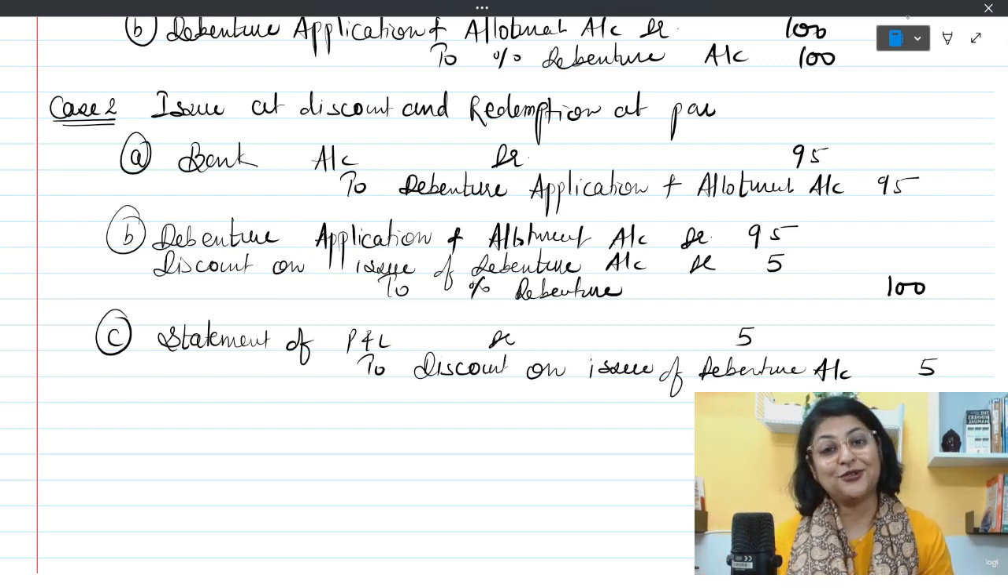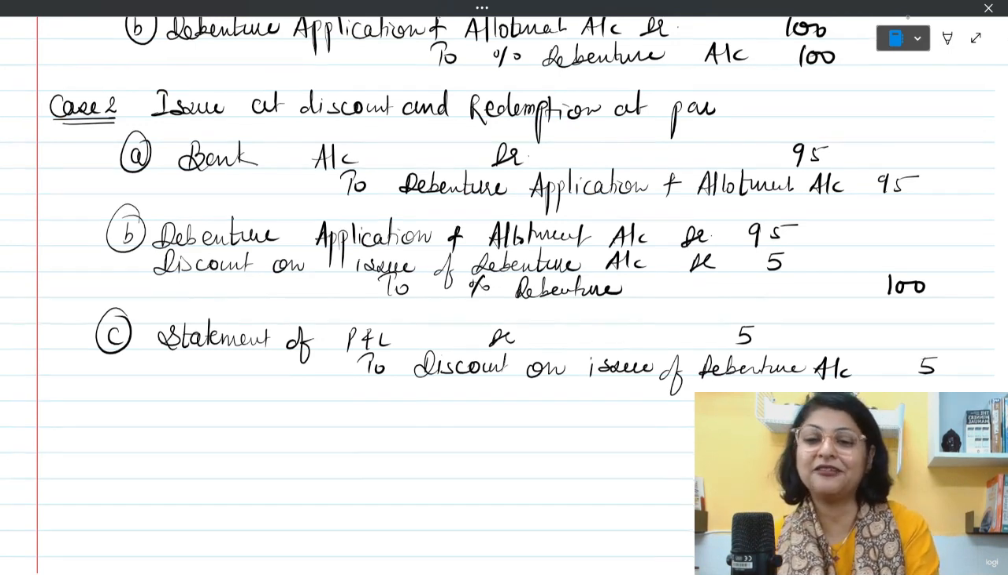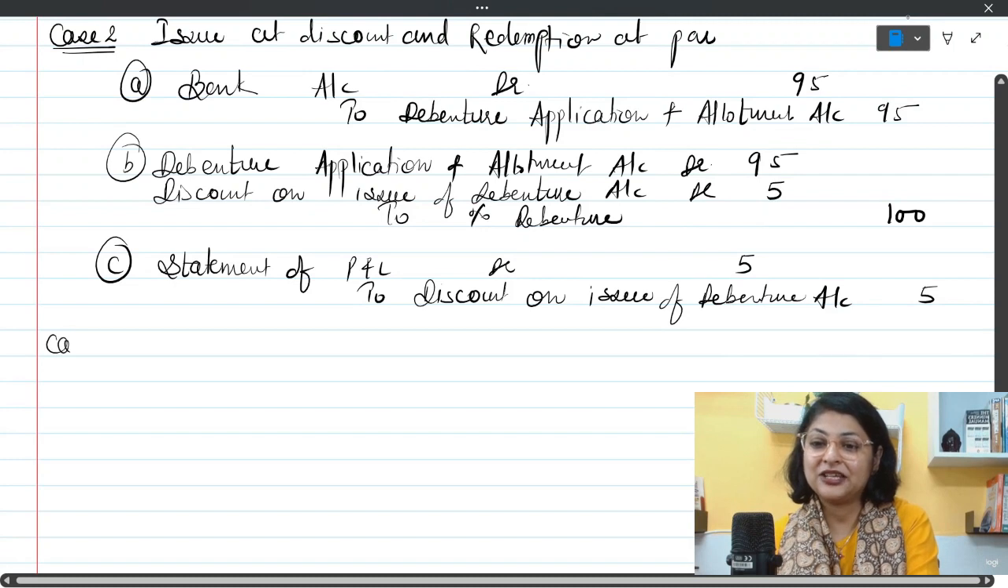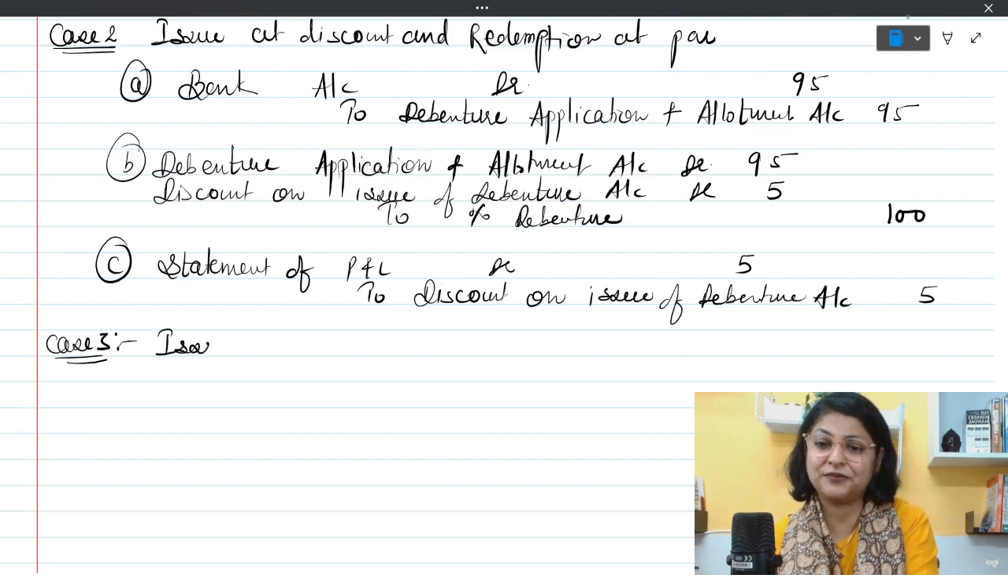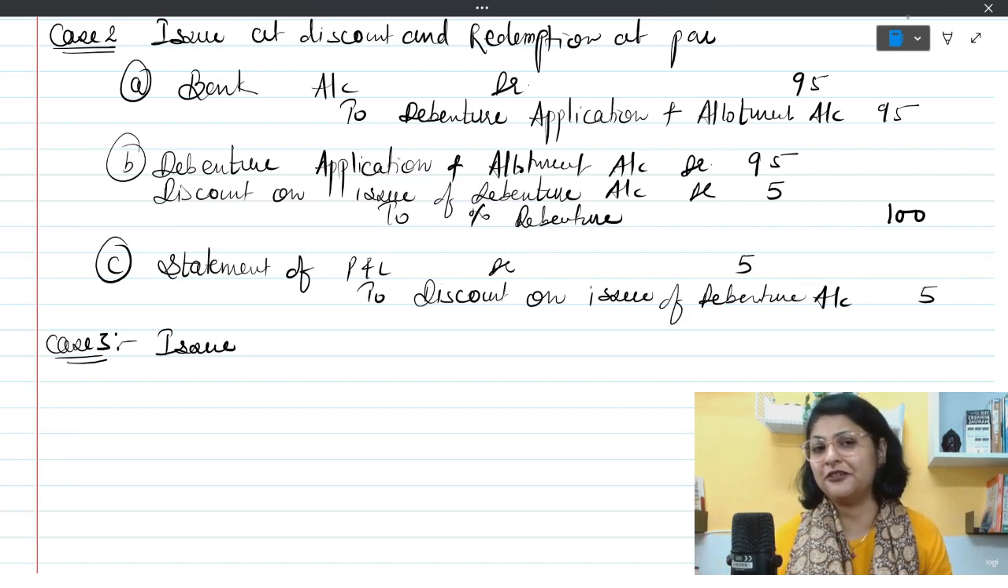As such, here also no term of redemption you have seen. You will feel this is simple. Yes, for a couple of entries you will feel simple. I am telling you case 3 also is going to be simple only. Here I am writing issue of debenture at premium and redemption at par. As long as redemption is going to be at par, you will not feel any differences there.